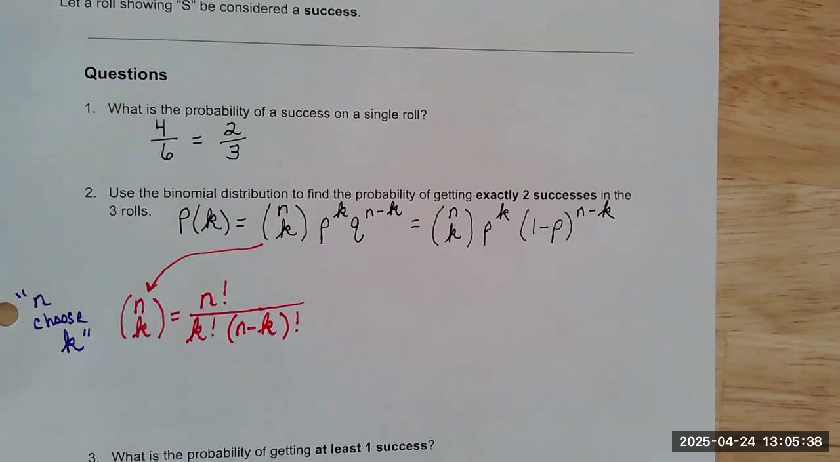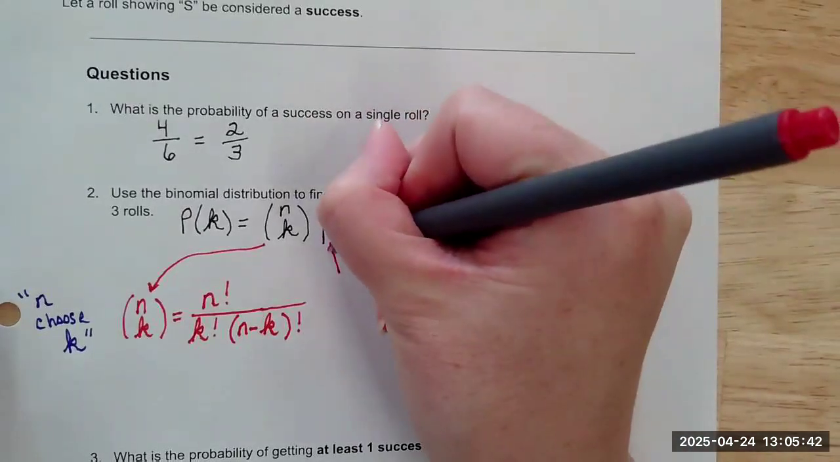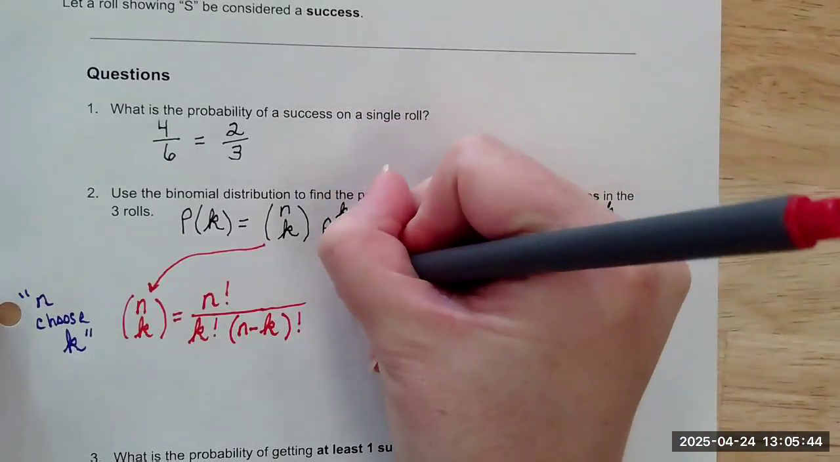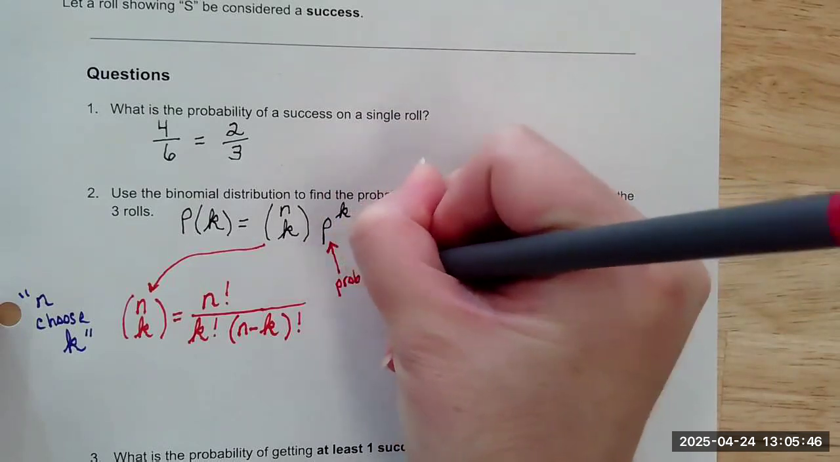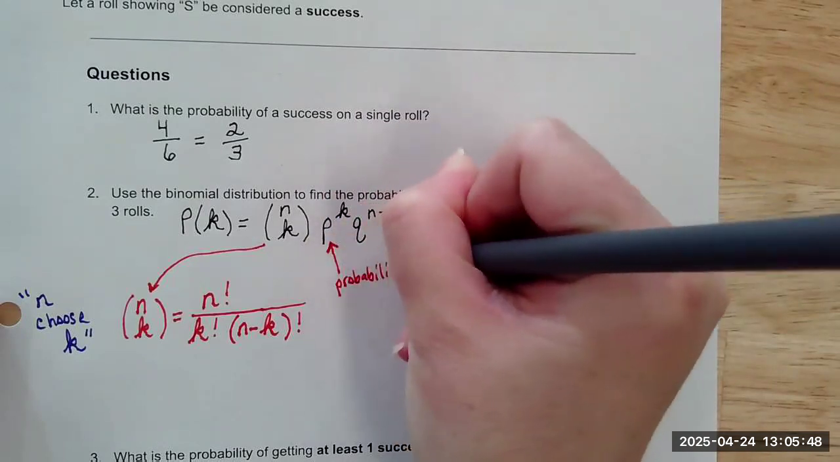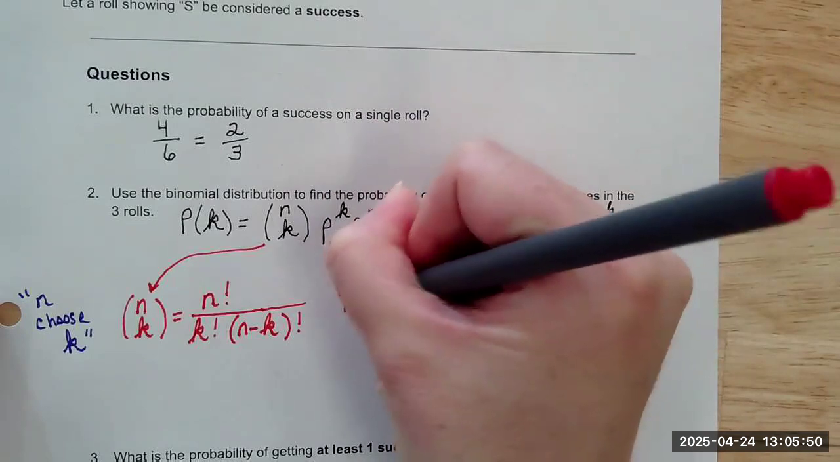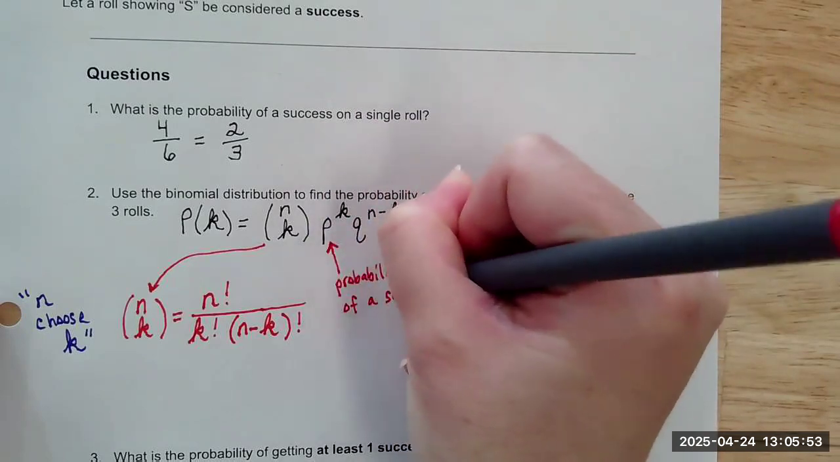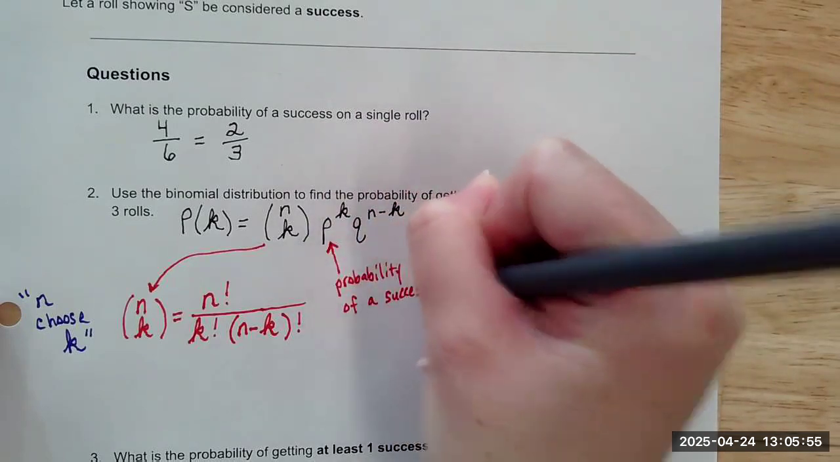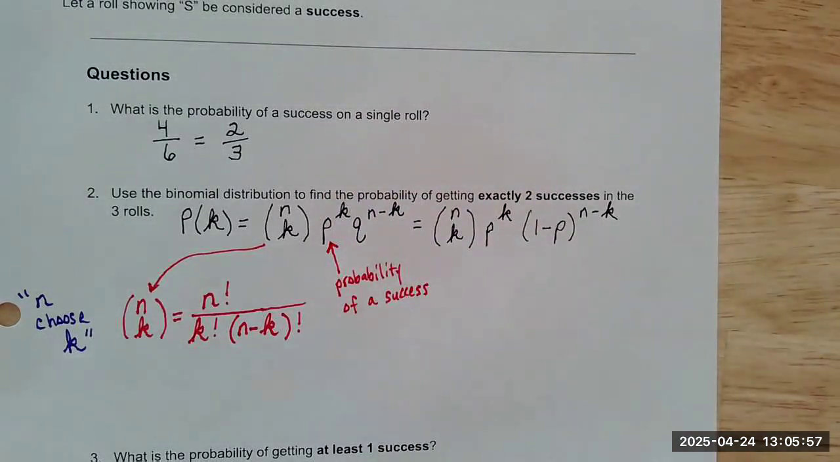The P up here is the probability of a success. And the Q up there is the probability of a failure.